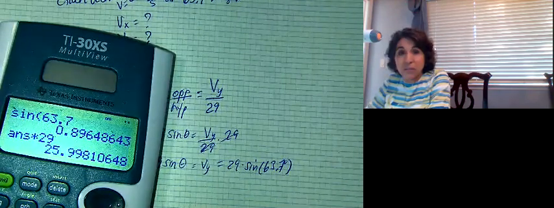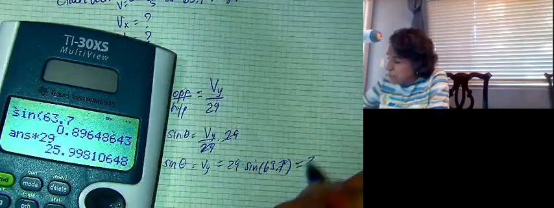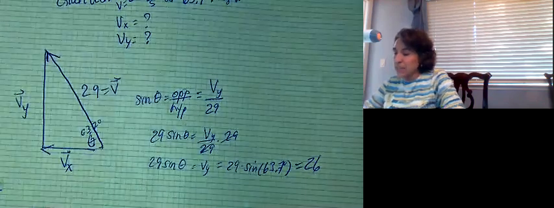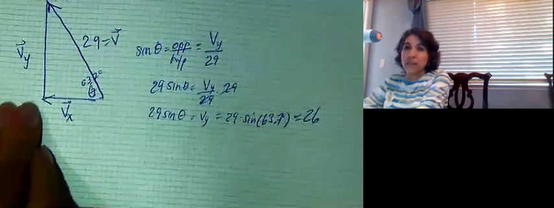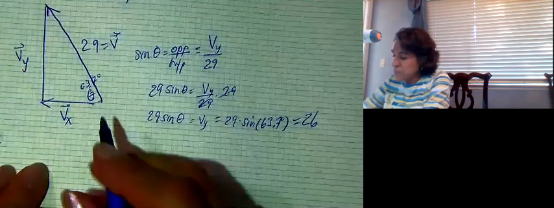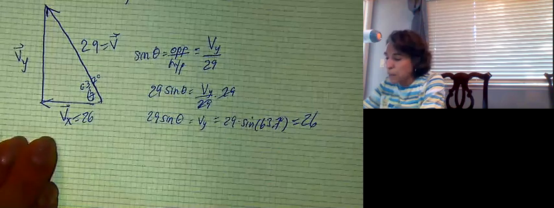All right, I get, let's call that 26, right? 25.998. Let's say that's 26. Hey, look at that. That's exactly what we came up with up here. All right, 26. Let's do the next part. We still need to figure out the x component. So now we know that this guy is 26.